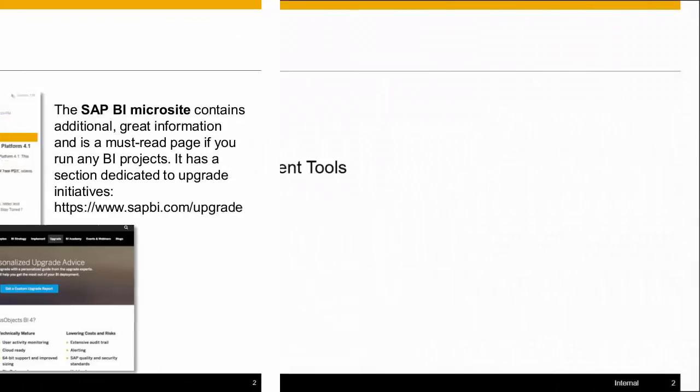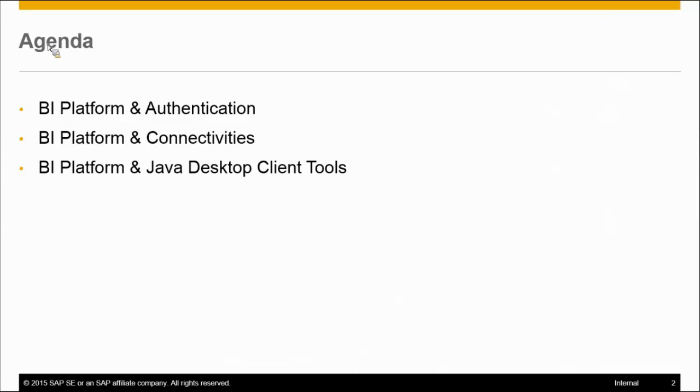So let's get started with first the agenda. First we will do a round of BI platform and authentication, the overall solutions. Then we will cover BI platform and connectivities, and very quickly at the end we will cover what needs to be done in order to integrate the authentication with the Java desktop client tools.